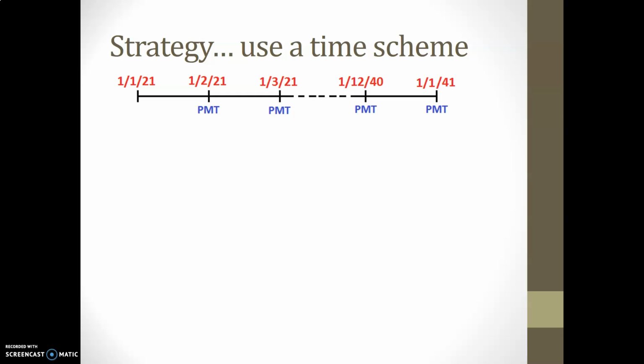So I've placed a time scheme once again where all the payments are listed on the time scale. The first payment on the 1st of February 2021, the last of the payments on January 1st, 2041. And the house itself and the mortgage was contracted on January 1st, 2021. So the last payment, I'm going to work backwards here. The last payment takes place 20 years after the mortgage was contracted.